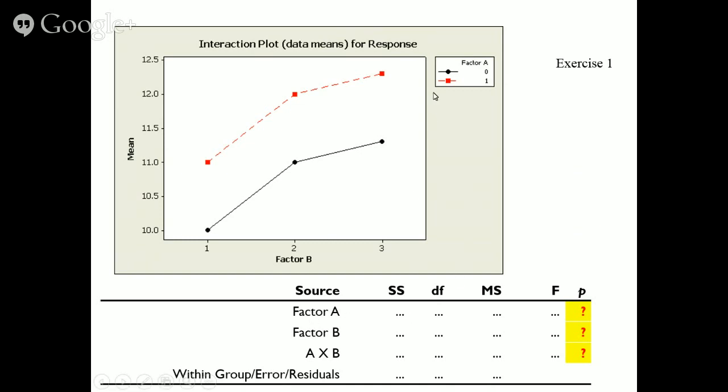Factor A is black line versus red line. Is the mean of the red line, the red dots, different from the mean of the black dots? Yeah, the mean of the red dots is probably about here. The mean of the black dots is about here. It looks like a big difference.